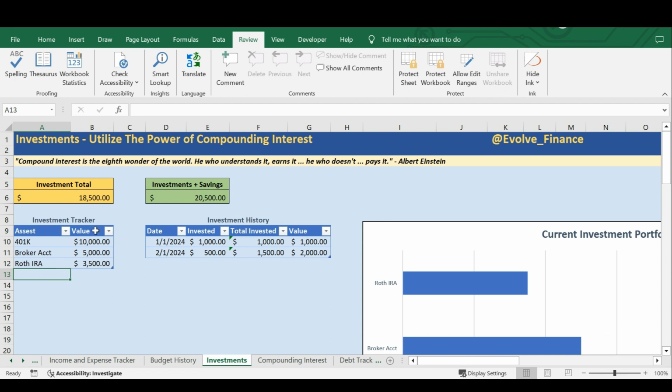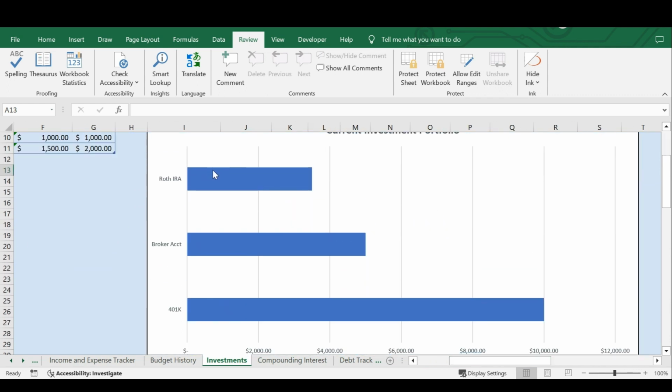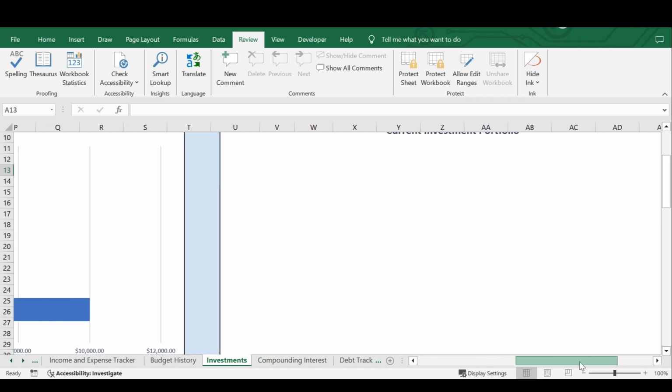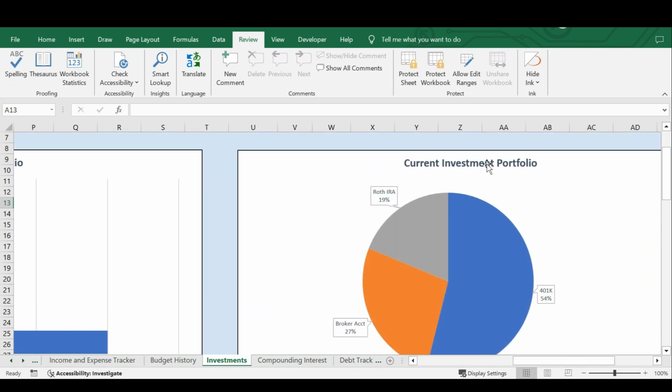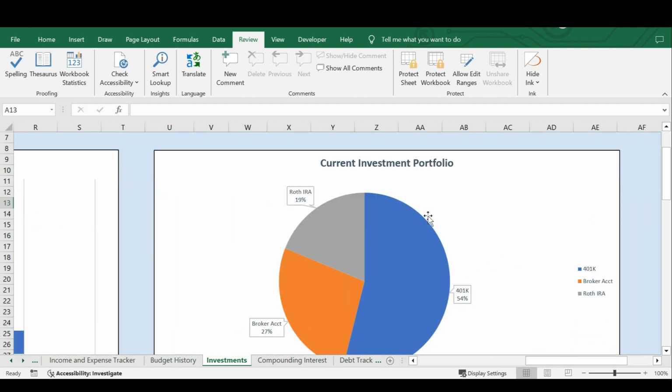You'll notice as you update the investment tracker table, your investment portfolio will update to show the accounts as well as their values. You'll also notice if you continue scrolling right, you get an additional view of your investment accounts. In this case, you get the percentage breakdown. This is the percent of your accounts when you look at the total. So, for example, our total was $18,500. Out of our $18,500, 54% is the 401k, 19% the Roth IRA, and 27% the broker account.